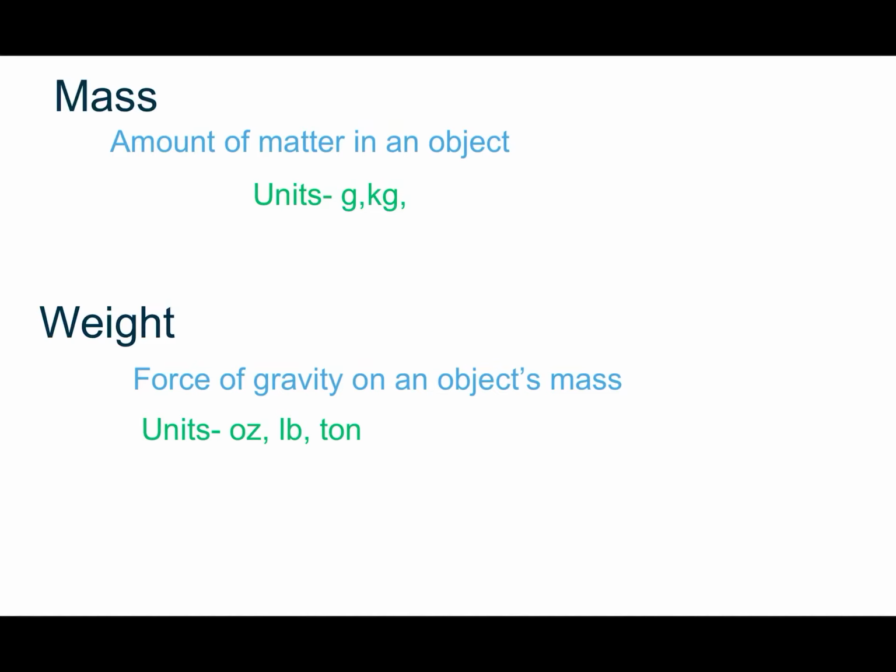Mass is the amount of matter in an object. Some of the units that we use to describe mass include grams and kilograms. These are metric units. Weight is the force of gravity on an object's mass. Today we're going to be talking about the U.S. customary units of ounces, pounds, and tons. But if you're asking yourself, what is the metric unit for weight? The metric unit for weight is actually called a Newton, named after Sir Isaac Newton. And weight is the force of gravity on an object's mass.